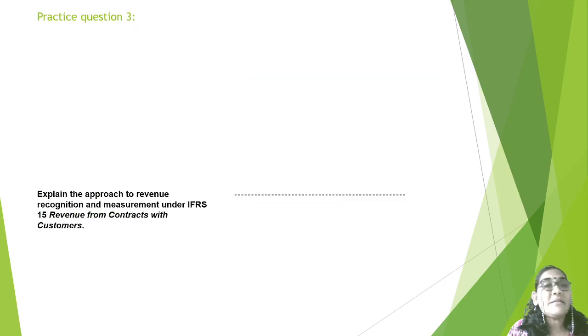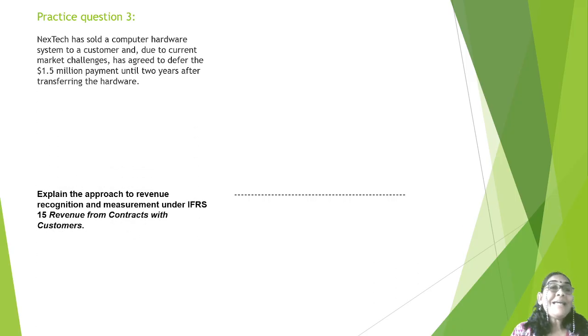Coming to the third practice question here. Nextech sold a computer hardware system to a customer and due to the current market challenges has agreed to defer 1.5 million payment until 2 years after transferring the hardware. Explain the approach to revenue recognition and measurement under IFRS 15, revenue from contracts with customers.